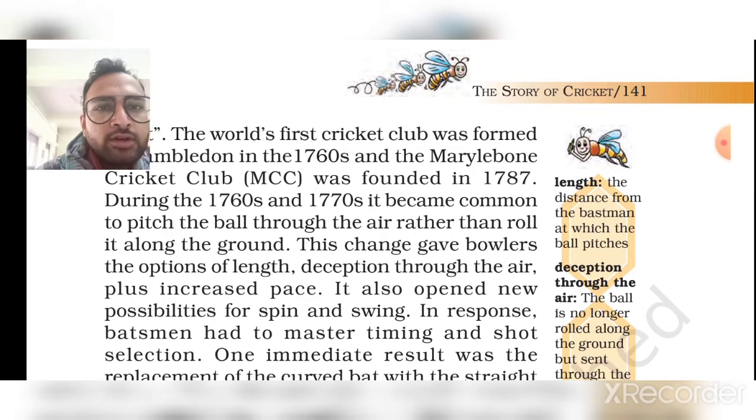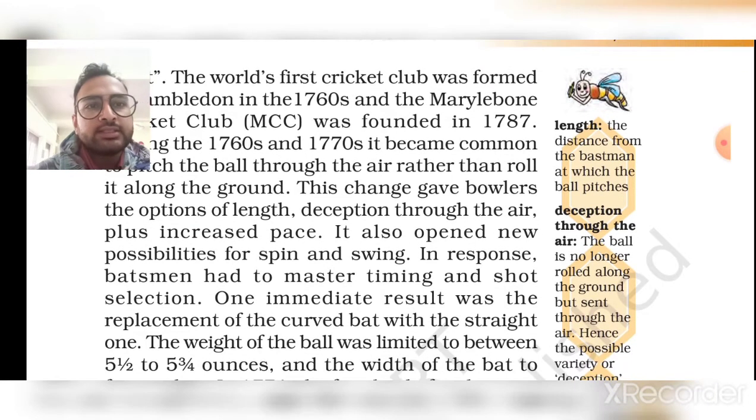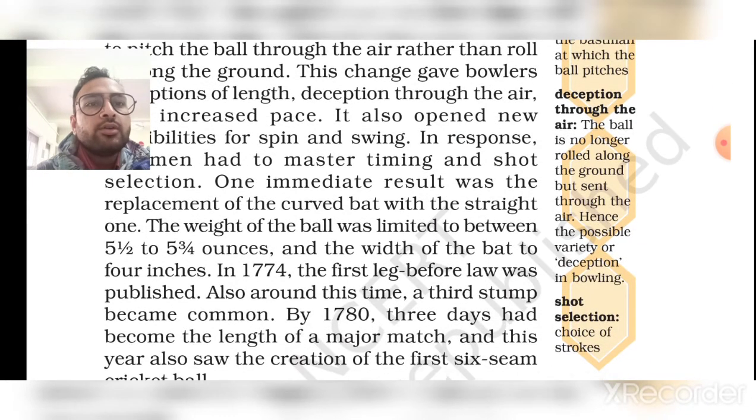This change gave the bowler the option of length, deception through the air, plus increased pace. Pace means the speed of the ball. It also opened new possibilities for spin and swing. In response, batsmen had to master timing and shot selection. So it gave batsmen the timing to play master strokes and select shots. One immediate result was the replacement of the curved bat with the straight one.